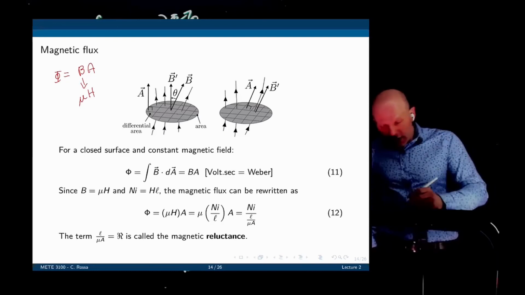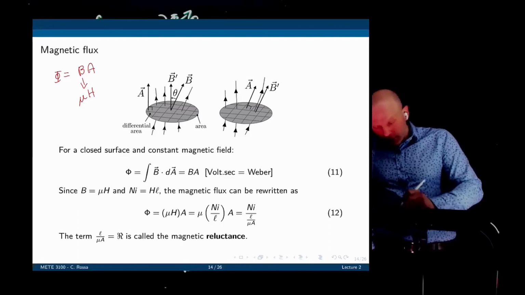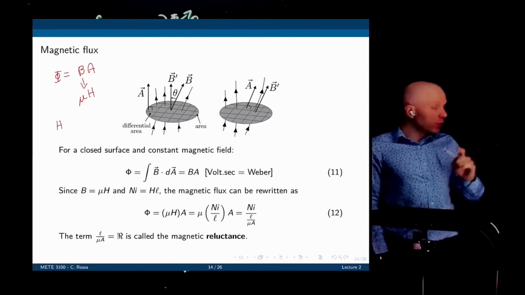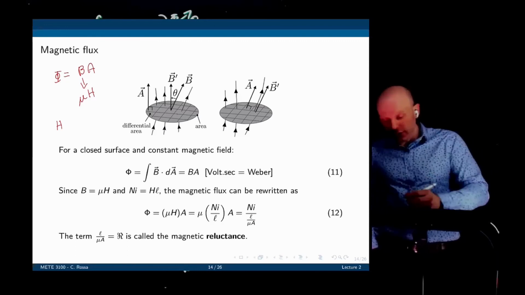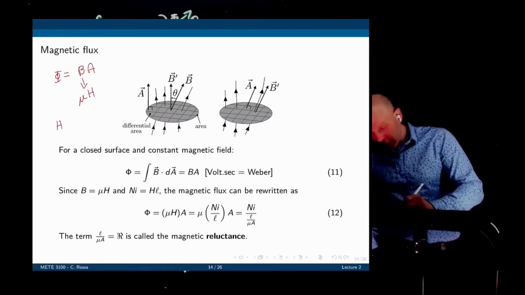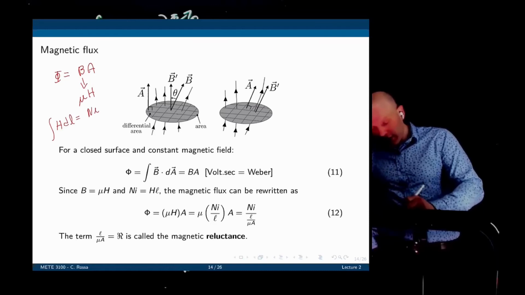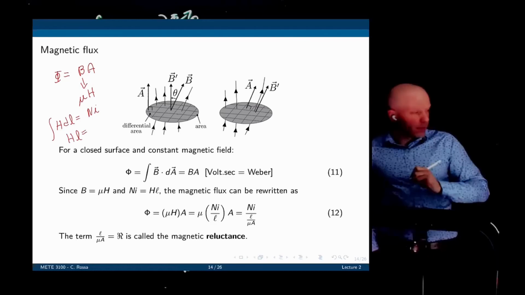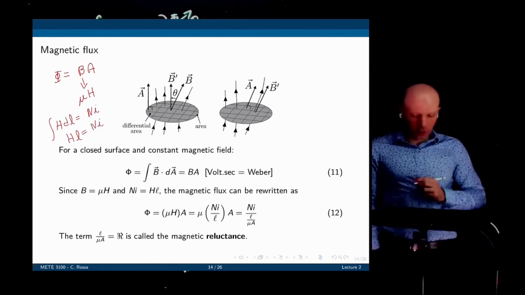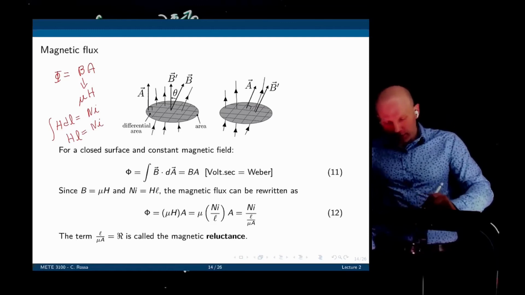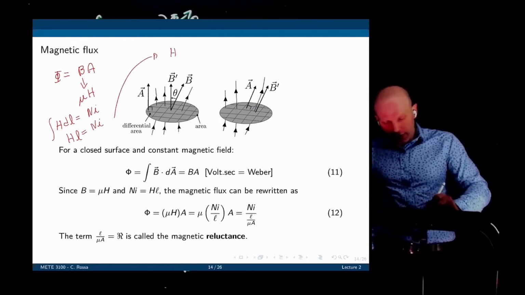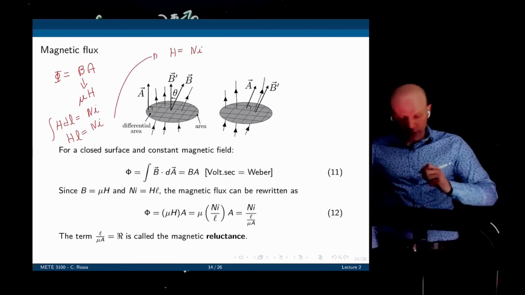What is H? H is the intensity of the magnetic field that you can relate to the current that originated it. So the integral of H dl equals Ni, assuming that dl is known, so HL equals Ni, and H equals Ni over L.